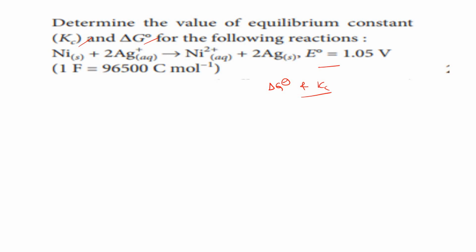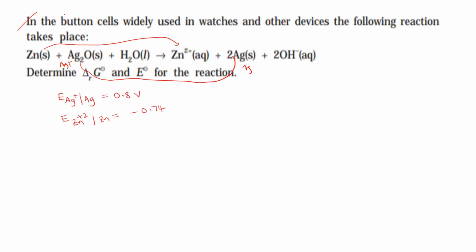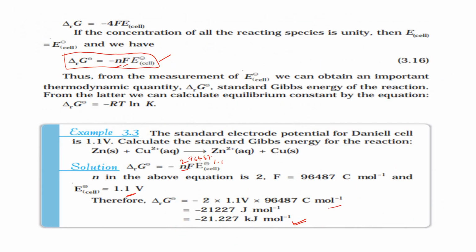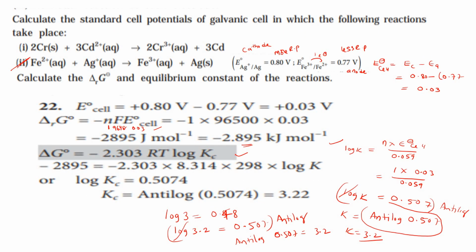These are the assignment questions you have to do. This one is an assignment question, this is also an assignment question, and this one also is an assignment question. Do these problems in the notebook, whatever we discuss. In addition to that, you have to do the assignment problems also. This is about the equilibrium constant and Gibbs energy.